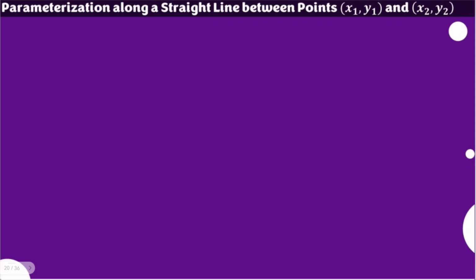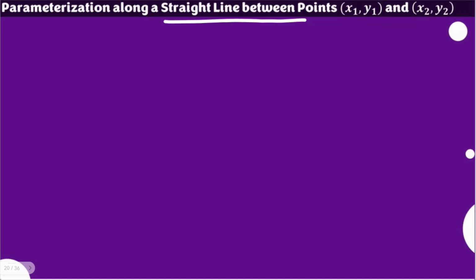For this video, let's focus on the formula for the parameterization along a straight line between two given points, x sub 1, y sub 1, and x sub 2, y sub 2. Previously, we were able to understand the possibility of solving the real line integral together with the idea of parameterization. This time, this is a specific path, a straight line between two arbitrarily known points, x sub 1, y sub 1, and x sub 2, y sub 2.